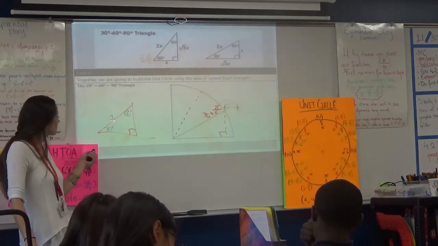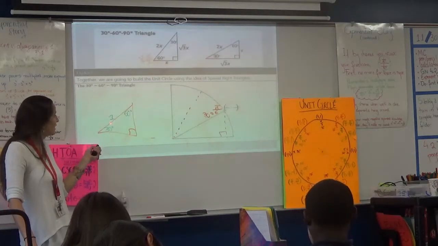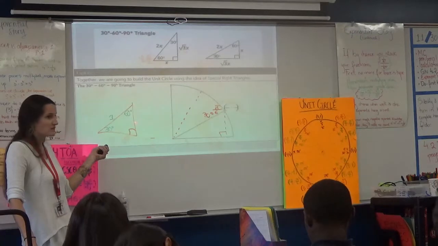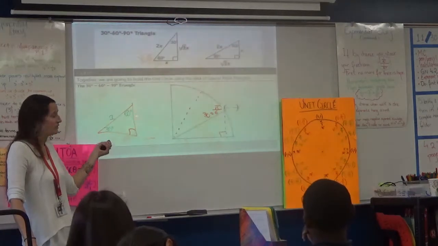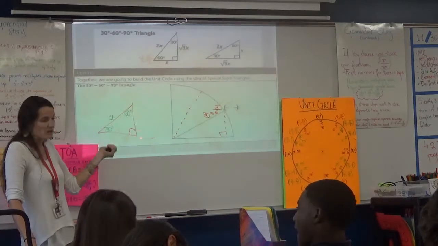Okay, so let's come back over here. It's going to be the same math as before. If this is 1, and we know 1 is twice the size of the side over here, then that means, Maritza, do you know what this side would have to be over here?